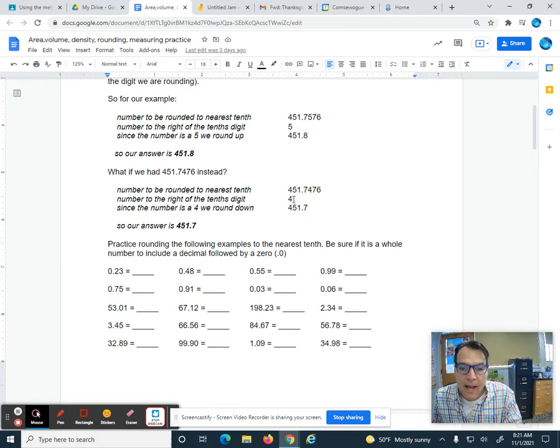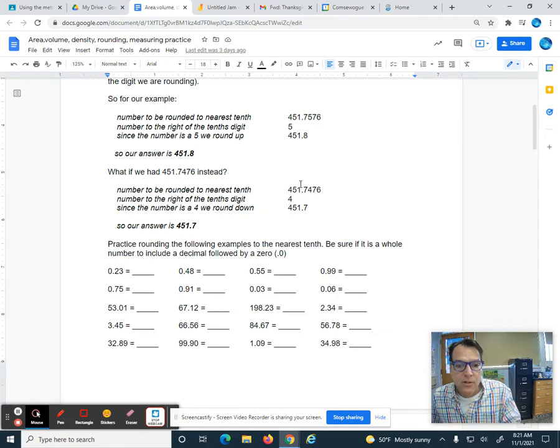Just to clarify, if I was rounding to the hundreds, I would look at this column, okay, 400. And again, you look to the place directly to the right of that. In this case, it would be a 5. And so if I was rounding this to the nearest hundred, this number would become 500, because 5 is 5 or greater, and so I add 1 to the column I'm rounding to.